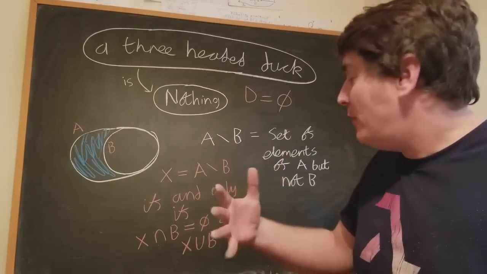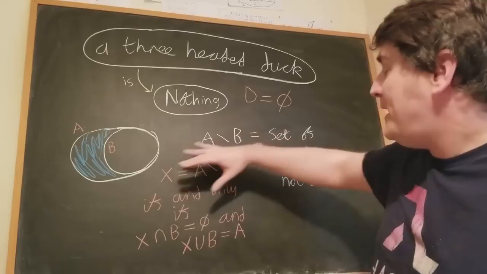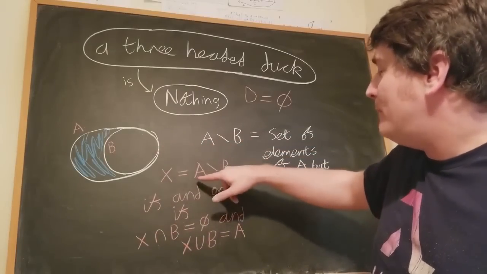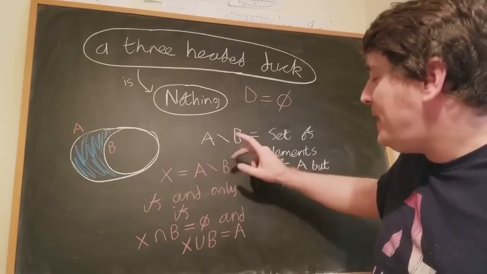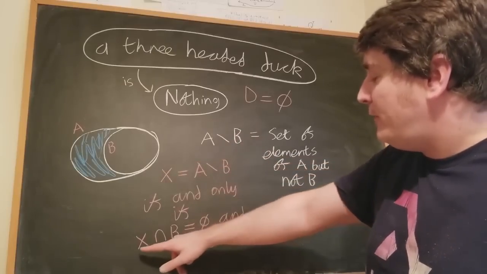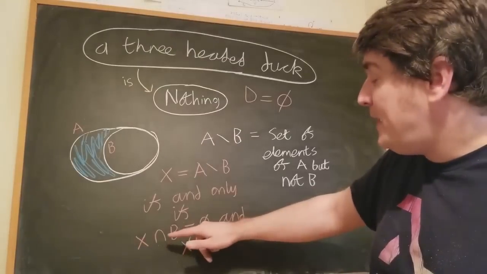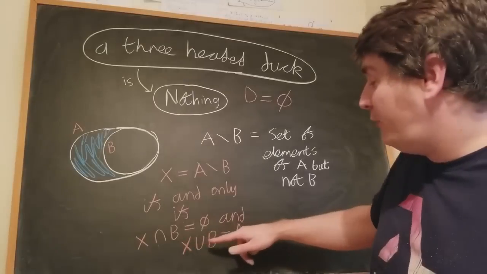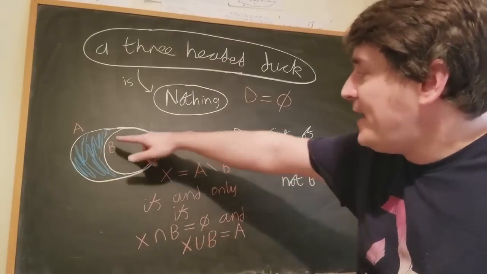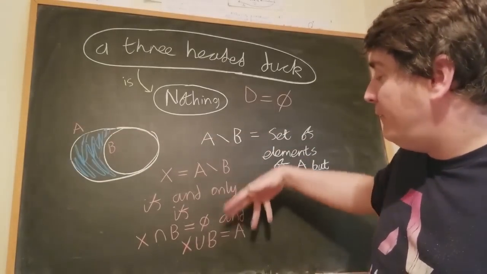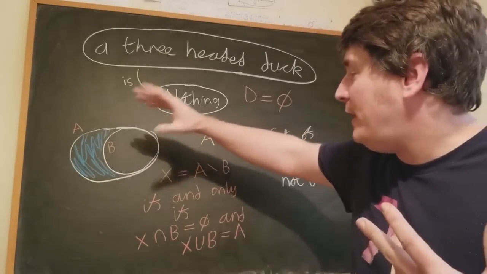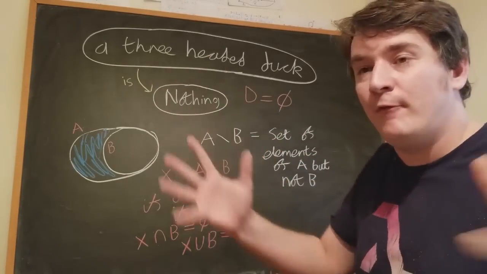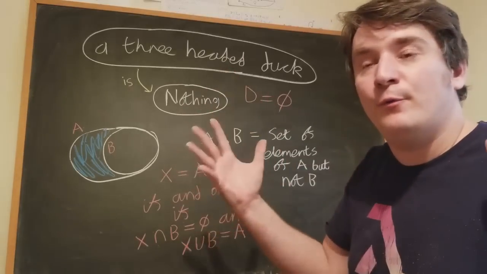Well, one way to do it is to exploit this little theorem here, which says that X is going to be this complement, the set of members of A that are not in B, if and only if the intersection of X with B is empty and the union of X with B is A. Okay, so this is a very powerful result. It allows us to be able to talk about things being complements. For example, the set of light switches in my house which are not on.